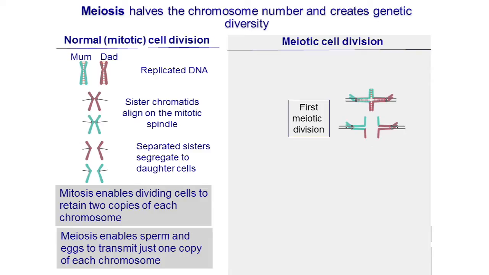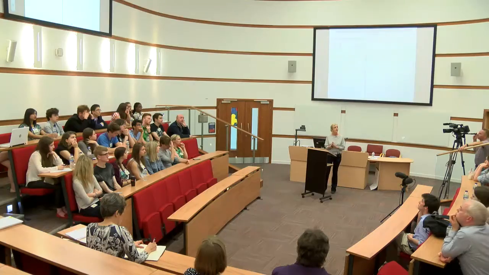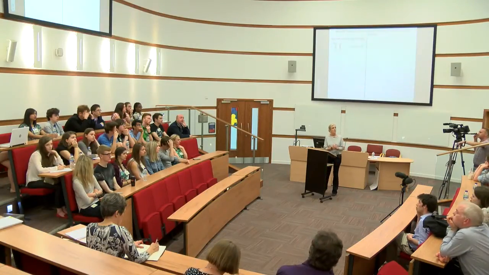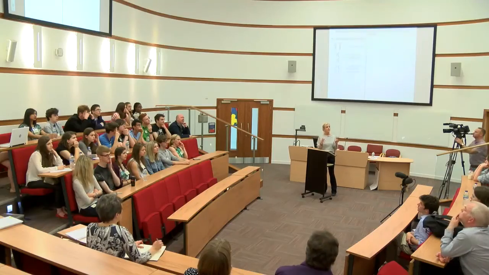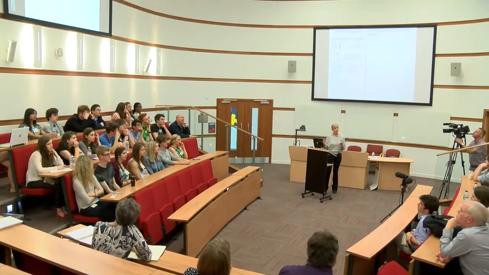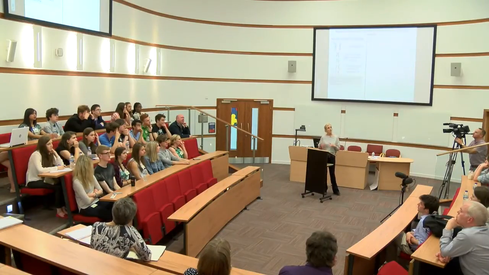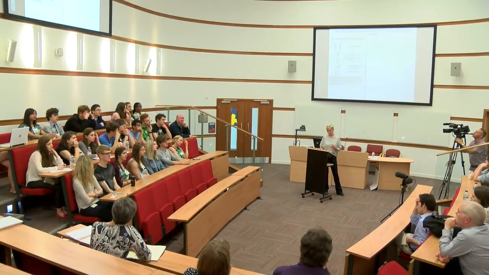In a normal cell division, which is how any of our cells divide, including the embryonic cells, you've got one chromosome each from mom and one from dad. It replicates its DNA, and then when the cell is ready to divide, these chromosomes align on a spindle and they're pulled apart. And so you get a copy from mom and a copy from dad going to each daughter cell. In this way, mitosis enables dividing cells to retain 2 copies of each chromosome.